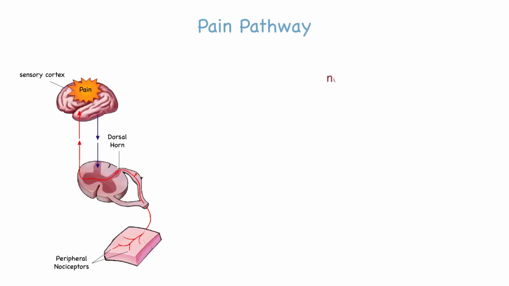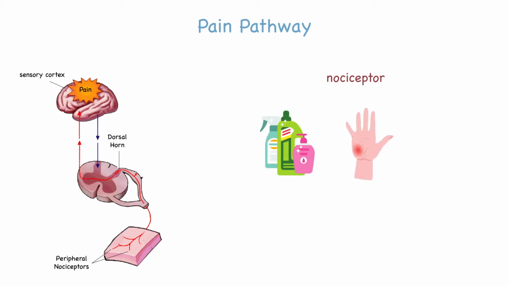First, we need to understand the pain pathway. We have nociceptors, which are the pain receptors. It's a sensory neuron that acts as a detector to pain and is present at nerve endings and gets activated when there is a damaging or potentially damaging stimulus, which can be chemical, thermal, or mechanical damage. Signals will be sent to the spinal cord and to the brain.